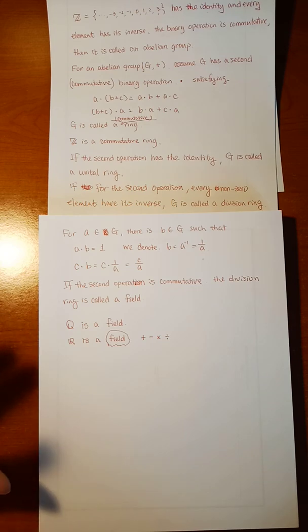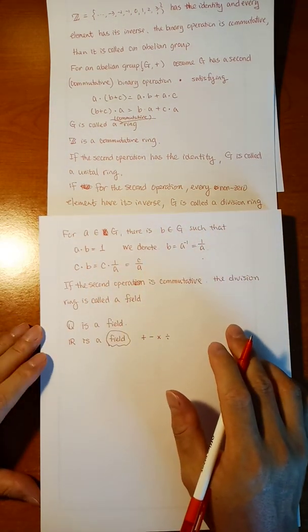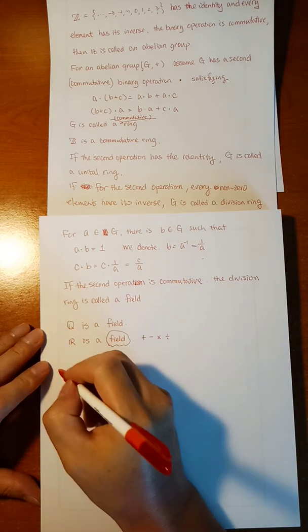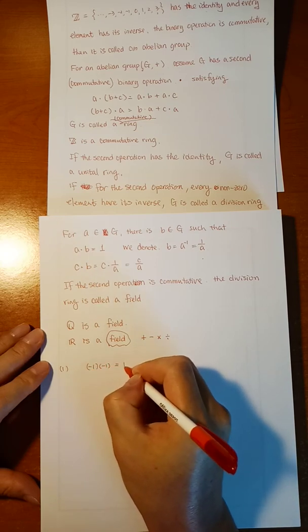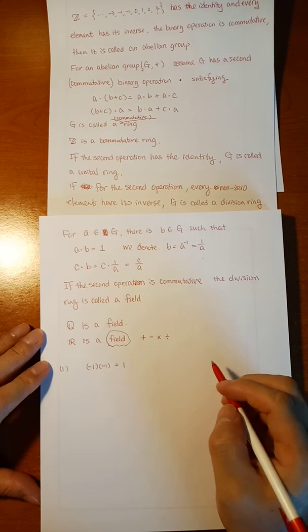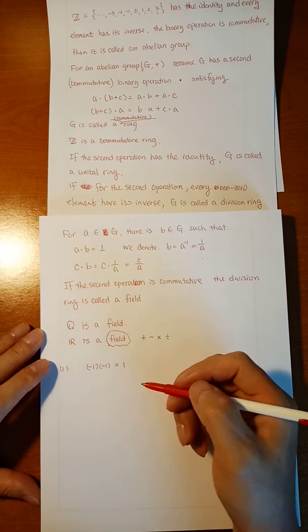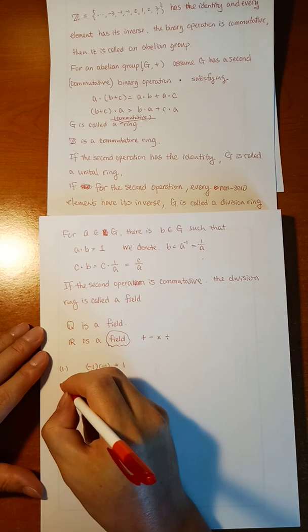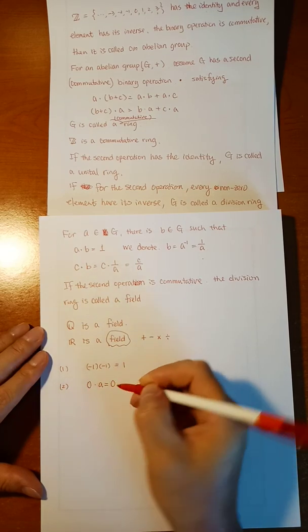Okay, so from this requirement, all 8 conditions, we can actually get some properties. The property will be that -1 times -1 is equal to +1. Okay, so you can try to get why -1 times -1 is equal to +1. And also, 0 times a is always equal to 0.